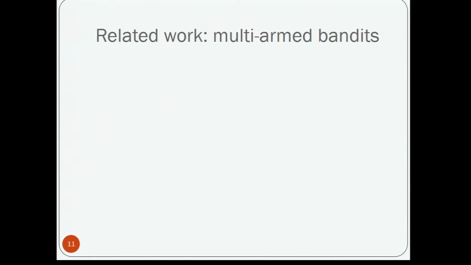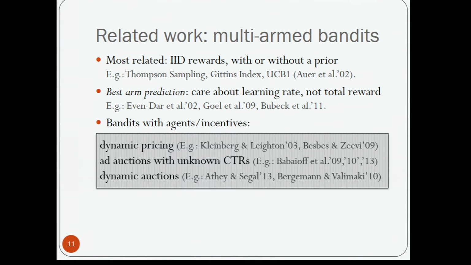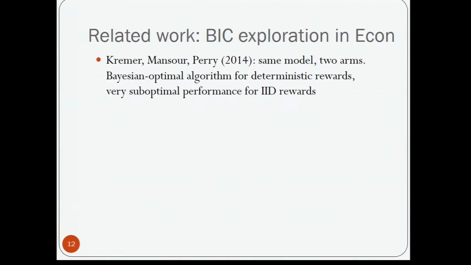Of course, it relates to a bunch of work on bandits, most notably on bandits with IID rewards, with or without a prior. It's the most fundamental results. And also to some work on best arm prediction, and to some other lines of work which involve a combination of bandits with incentives. But all of that work is technically very different, on very different topics.